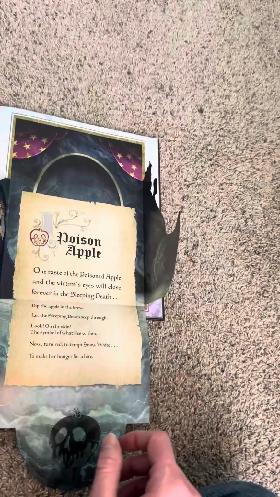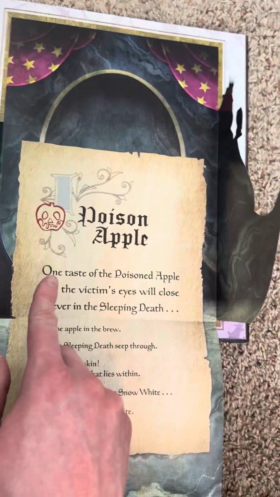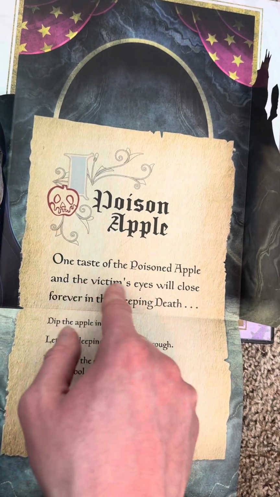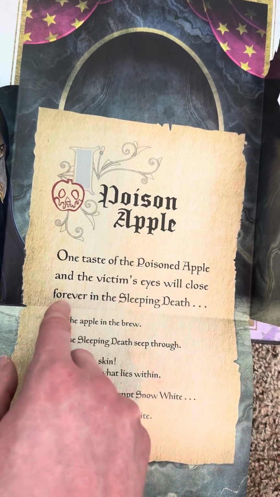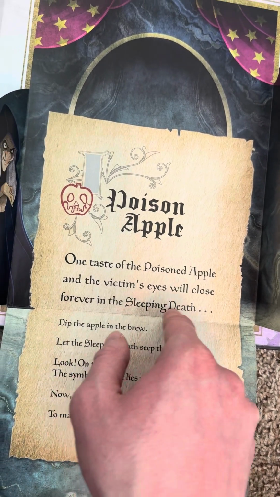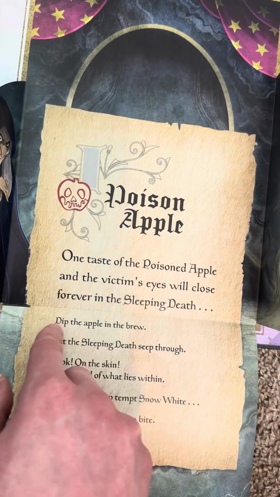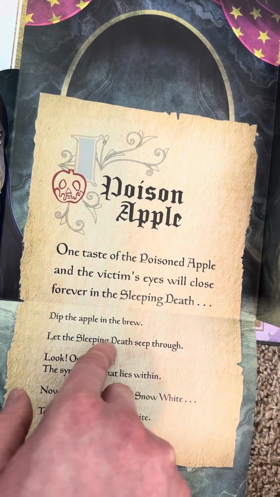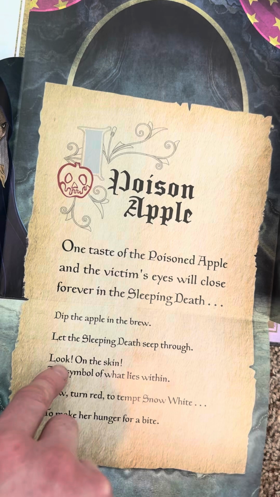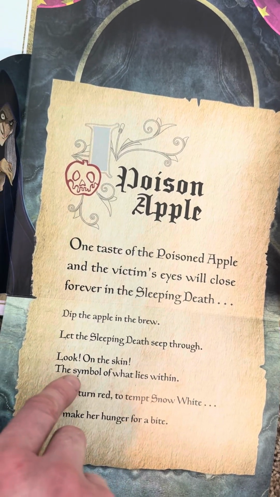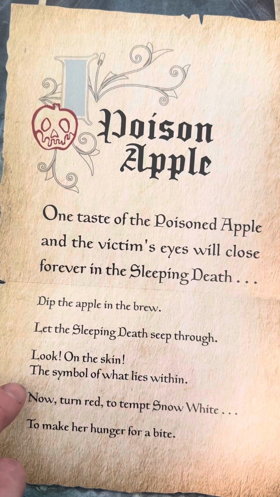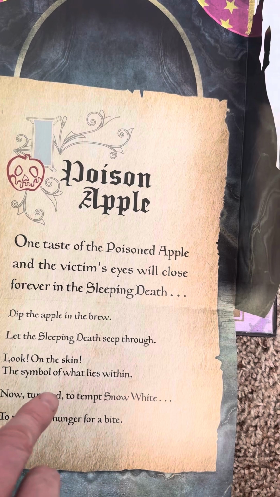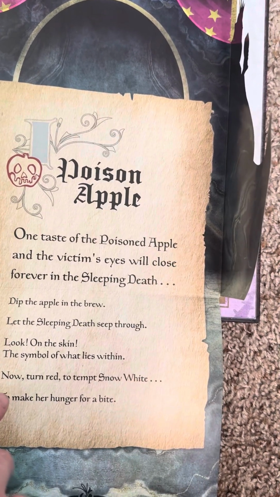And here's the recipe for the poison apple. Oh, one taste of the poison apple and the victim's eyes will close forever in the sleeping death. Dip the apple in the brew. Let the sleeping death seep through. Look on the skin, the symbol of what lies within. Now turn red to tempt Snow White, to make her hunger for a bite.